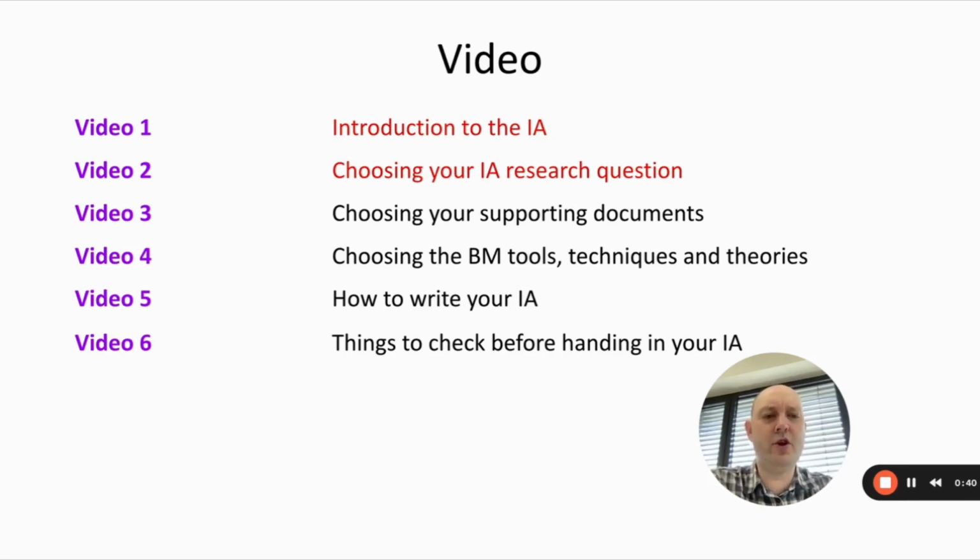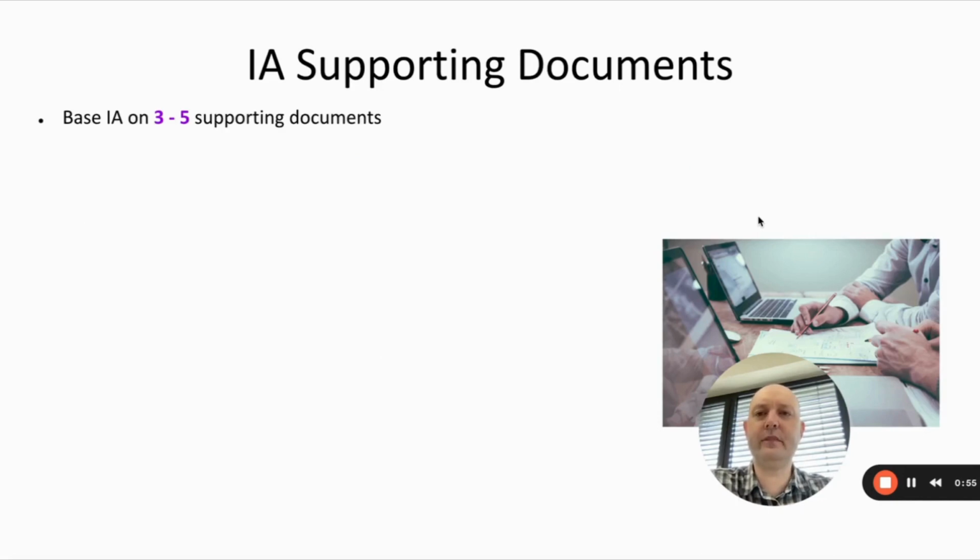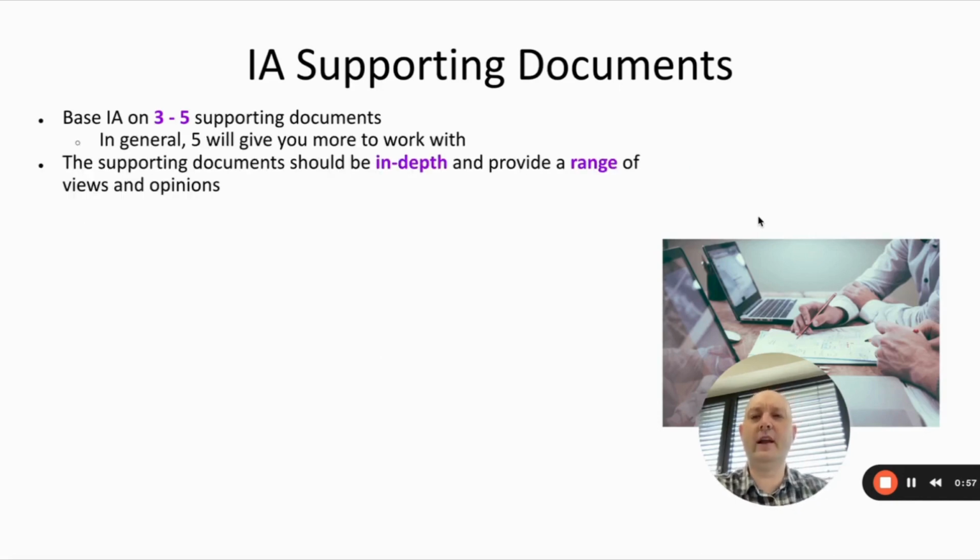So just a quick review. Video 1 was a brief introduction to the IA. Video 2 was some guidelines on how to choose your research question. Now we're going to look at how to choose your supporting documents for your IA, and this is very important, as we'll see. So some general guidelines.